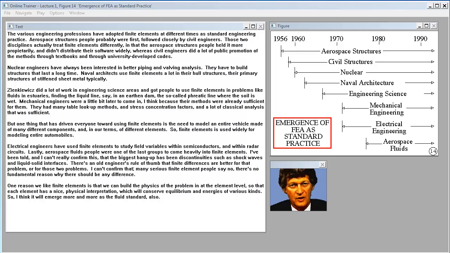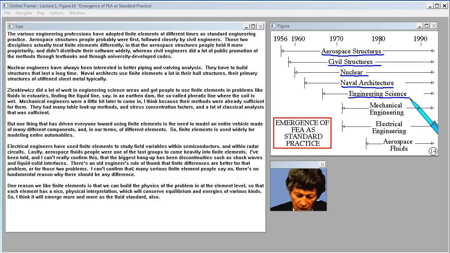The various engineering professions have adopted finite elements at different times as standard engineering practice. Aerospace structures people probably were first, followed closely by civil engineers. Those two disciplines actually treat finite elements differently in that the aerospace structures people held it more proprietarily and didn't distribute their software widely, whereas civil engineers did a lot of public promotion of the method through textbooks and through university-developed codes. Nuclear engineers have always been interested in better piping and valving analysis. They have to build structures that last a long time. Naval architects use finite elements a lot in their hull structures. Their primary structure is a stiffened sheet metal structure typically.